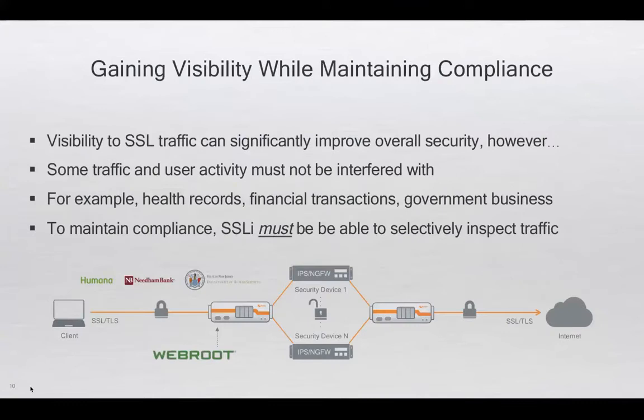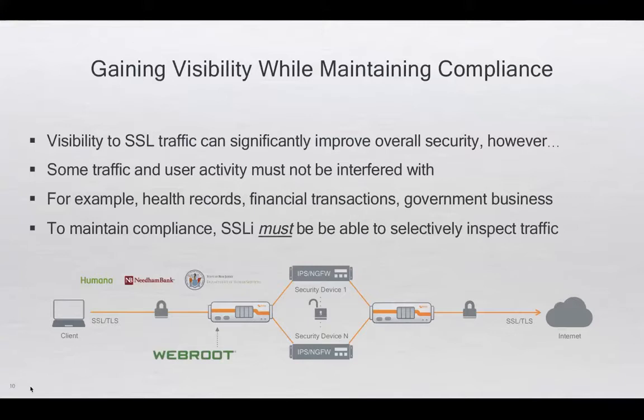So this goes back to the title of the webinar, which is Gaining Visibility While Maintaining Compliance. Visibility into SSL traffic can significantly improve overall security. However, some traffic and user activity can't be interfered with. For example, health records, financial transactions, government business, and others. To maintain compliance, the SSL Intercept Solution must be able to selectively inspect traffic, right? So, if somebody is doing something that is HIPAA related, and you decrypt and take a look at that traffic, then you're going to be in trouble, right? And the same holds true for Sarbanes-Oxley or other financial compliance regulations and things of this nature.